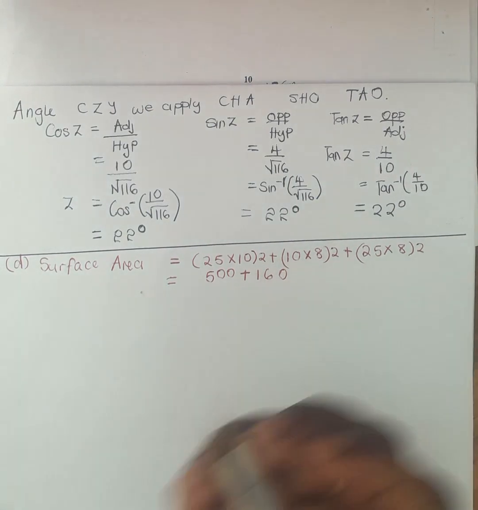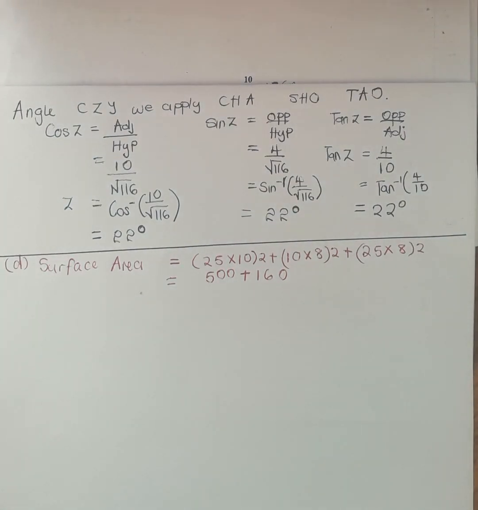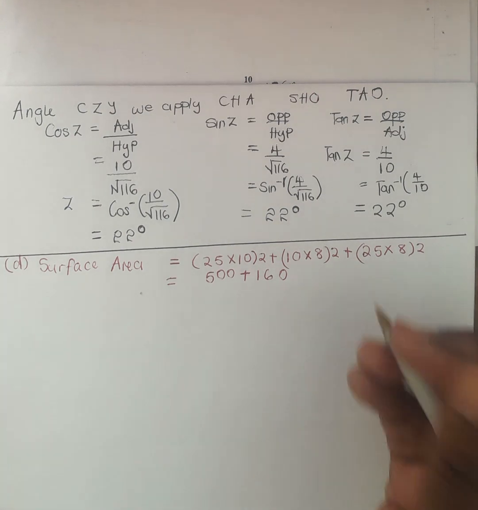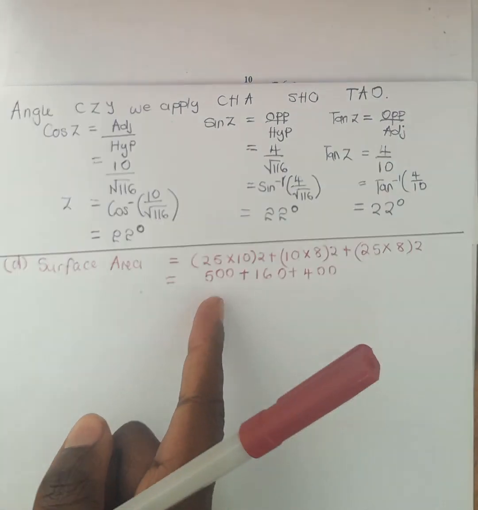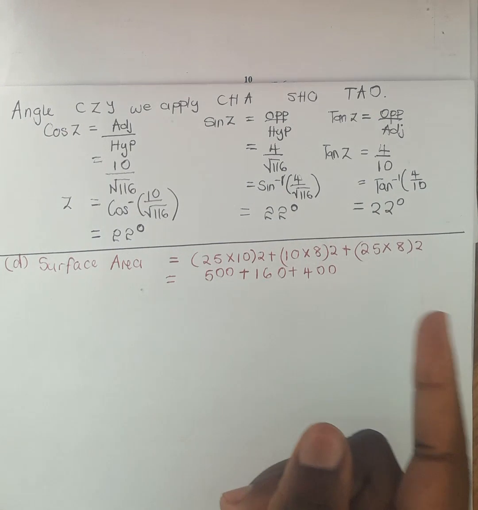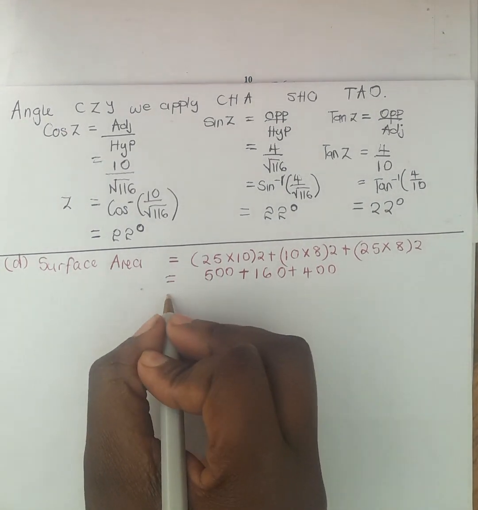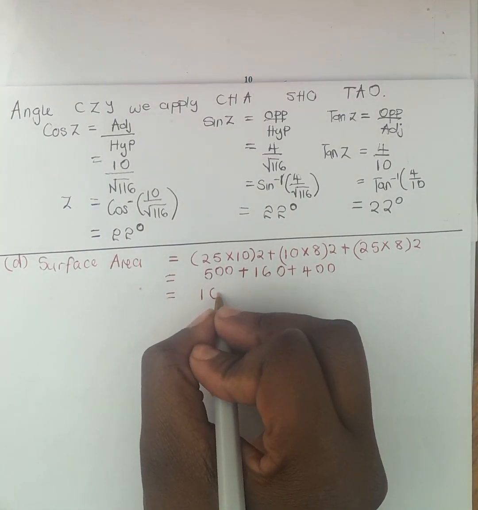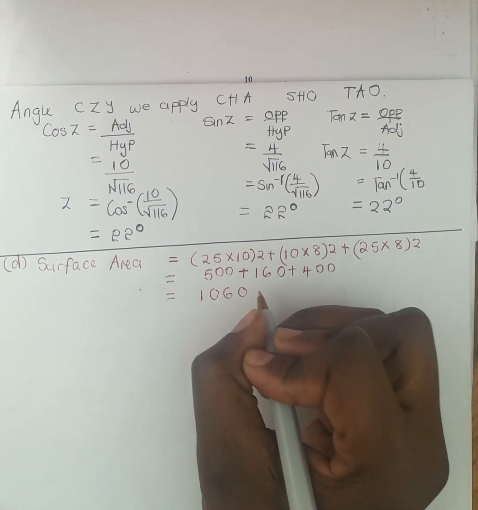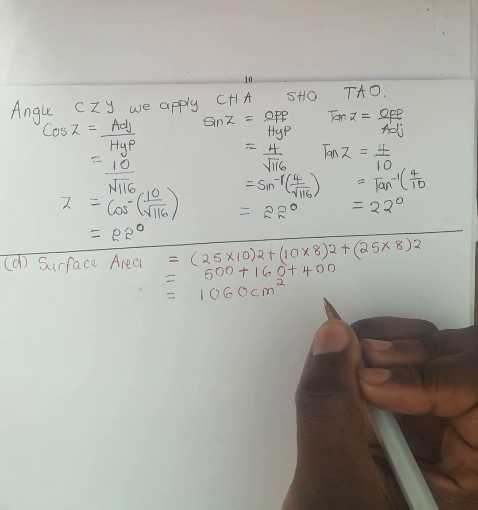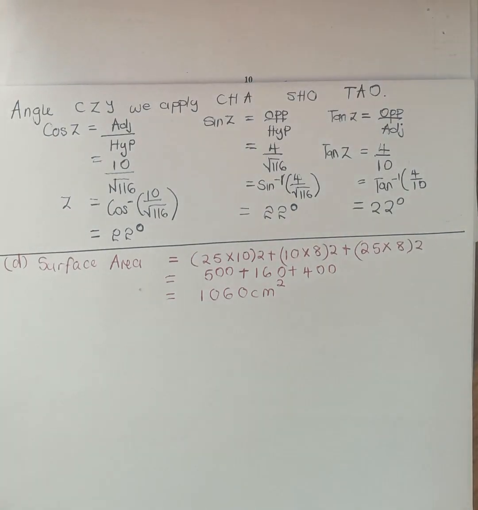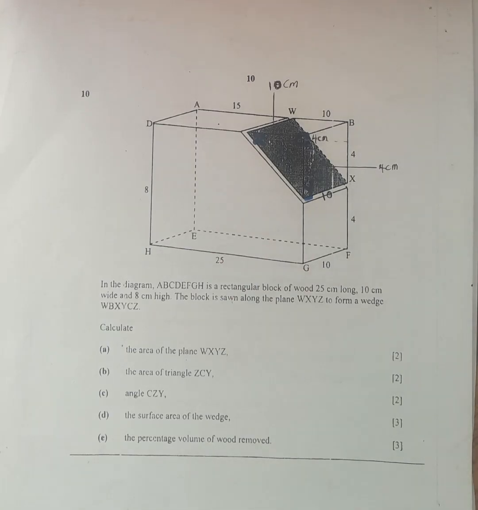And then 25 times 8 is equal to 200. We say 200 times 2, we get 400. So if we say 500 plus 160 plus 400, we get 1,060 square centimeters, since it is surface area. Then we move on to the last question.